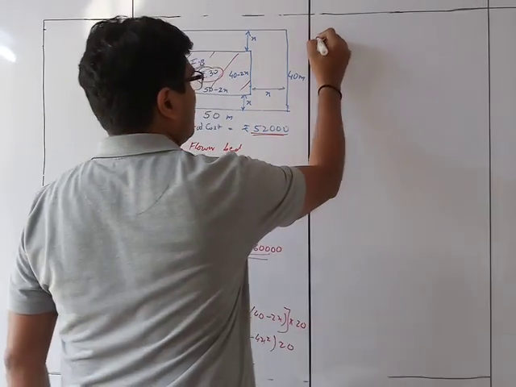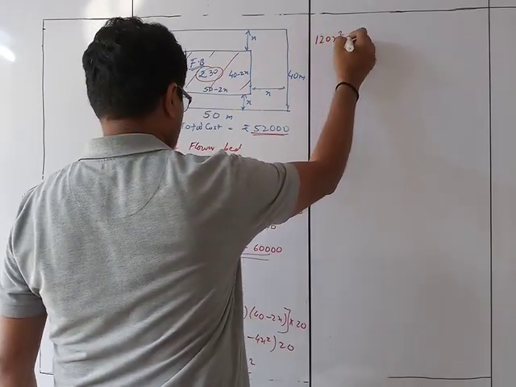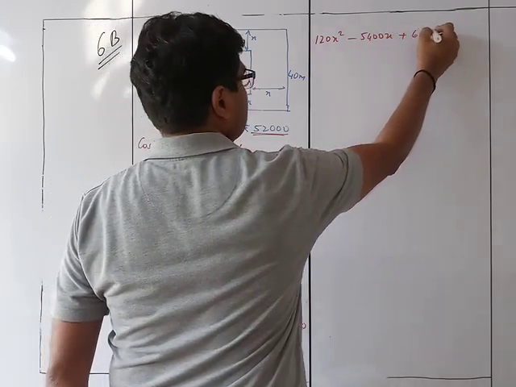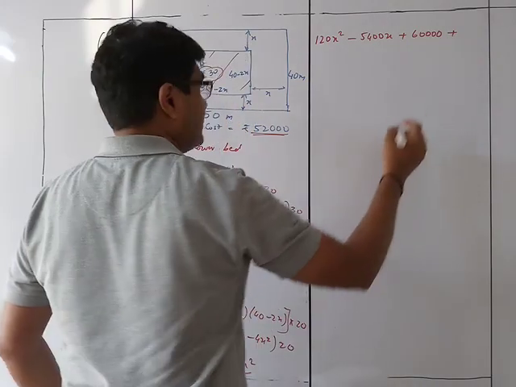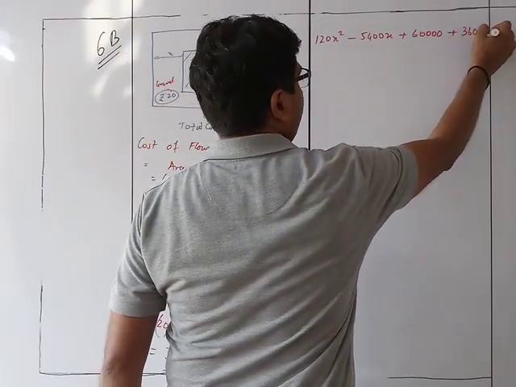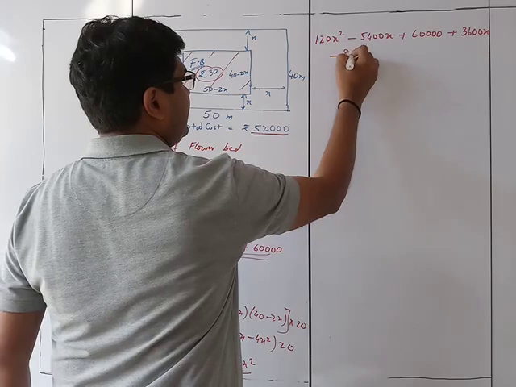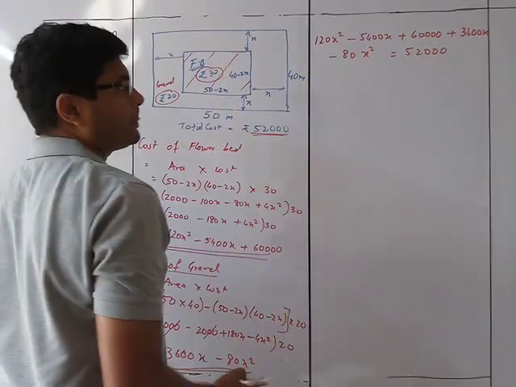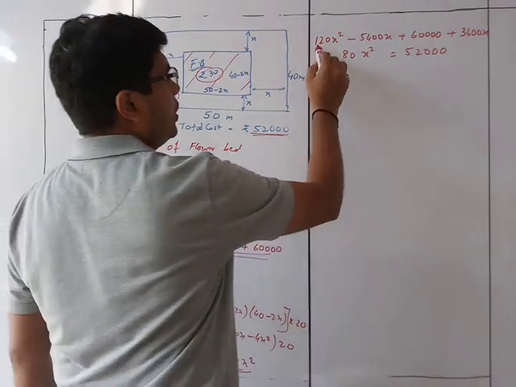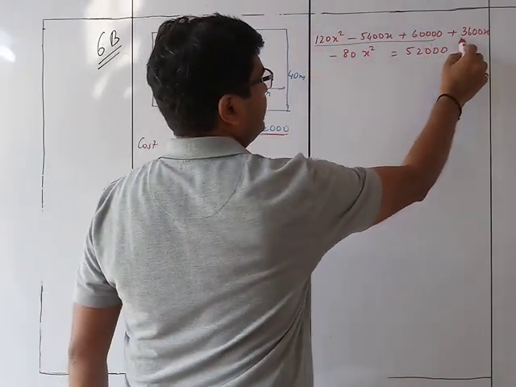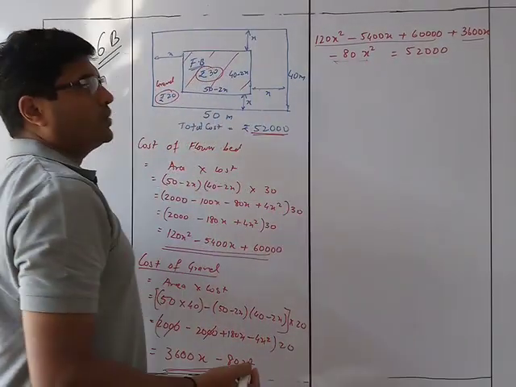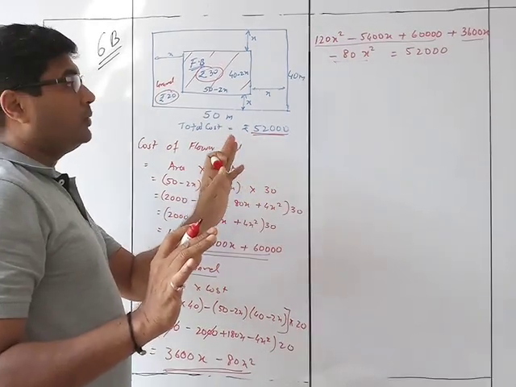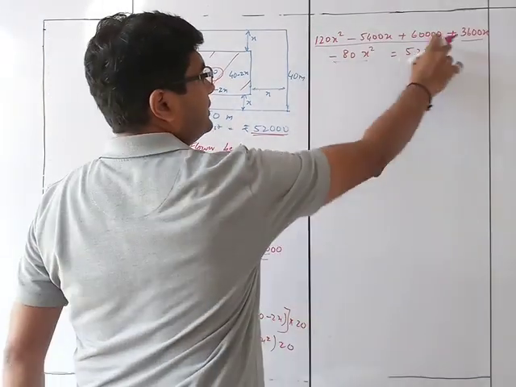So it gives me this way, that 120x square minus 5400x plus 60,000 plus 3600x minus 80x square is equal to 52000. Is it clear? That is the cost of the flower bed and this is the cost of the gravelling. The addition of the two is 52,000. Are we clear with this? Right? Let's now solve this thing.